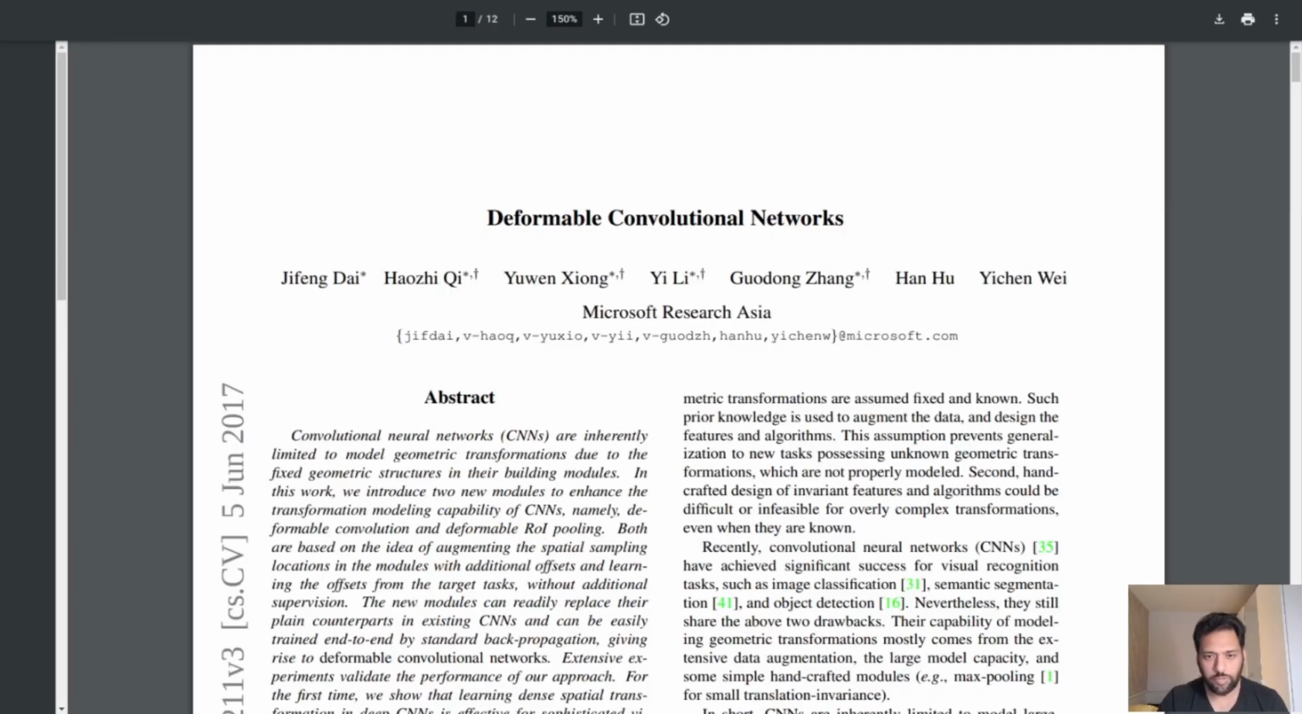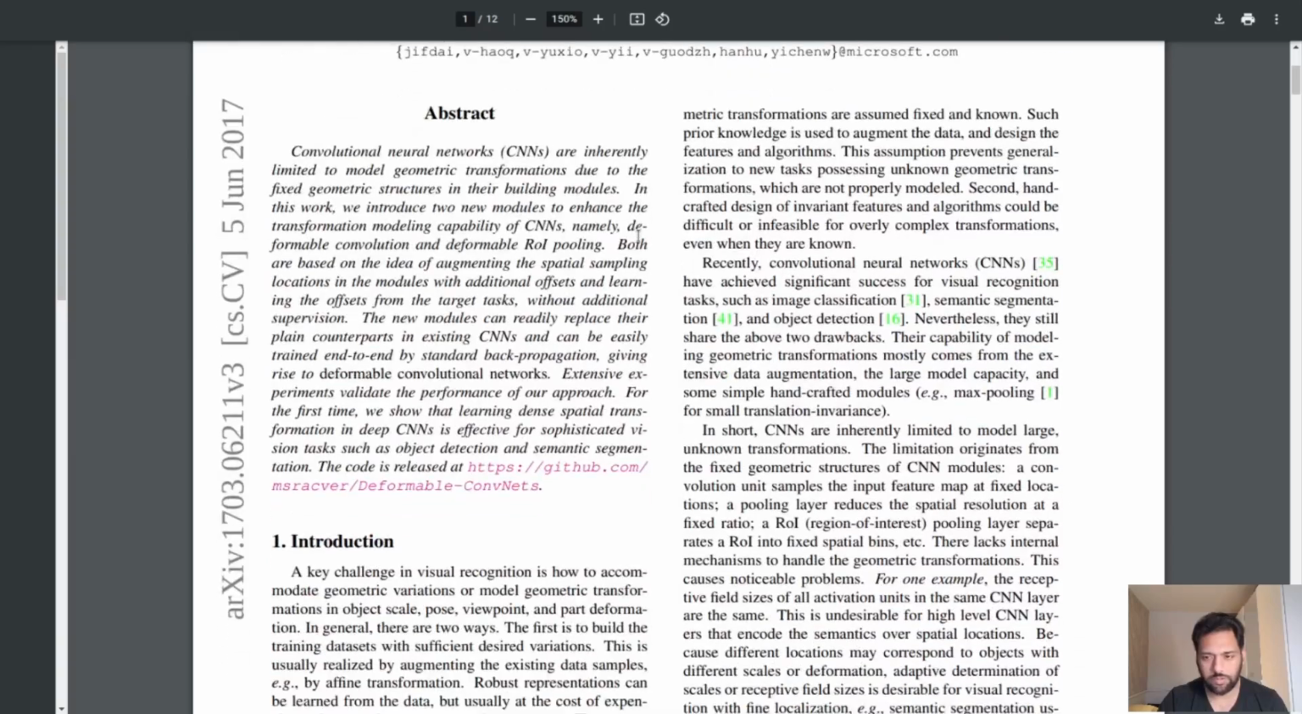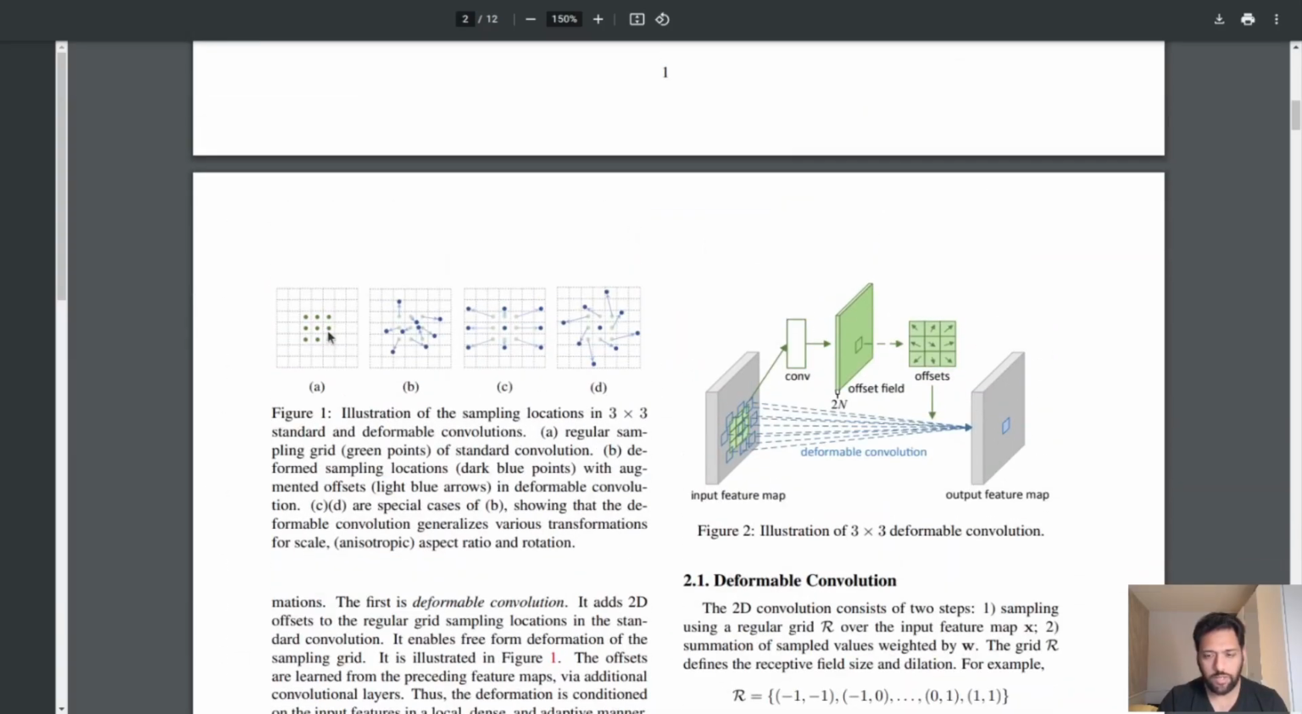If you don't know what deformable convolutions are, this is the paper for them. In regular convolution we have this grid, and each convolution kernel can only look at this regular grid. There's another type of convolution called dilated convolution, in which we can have holes in between the grids. So without increasing the number of parameters, it can have a bigger receptive field.